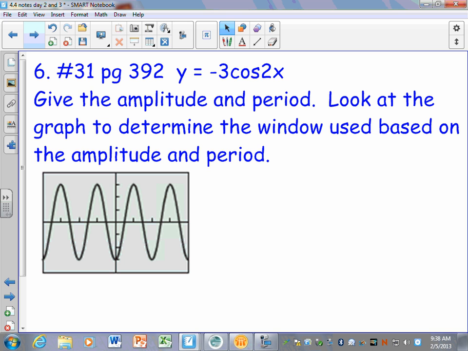So this one, they give you the equation y equals -3 cosine of 2x, and they give you a graph. It says give the amplitude and the period, which we could do just by looking at the equation. And then it says look at the graph to determine the window used, which means if you know the amplitude and if you know the period, you should be able to tell me what this ending value is, what this ending value is, what this value is, and what this value is. That's what they mean by the window.